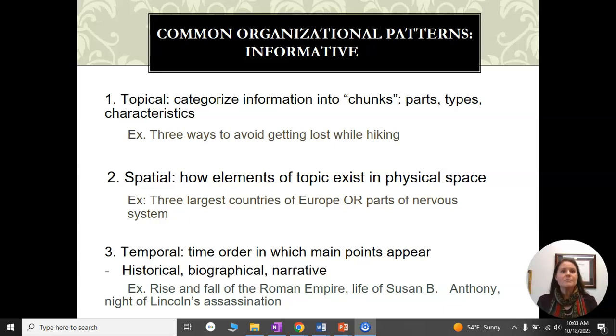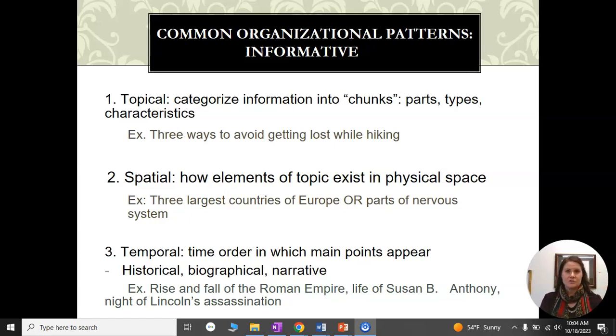I like to give the example: today I'm going to inform you about 3 ways to avoid getting lost while hiking. I'm going to tell you about how you should bring a compass to tell direction. You should bring a GPS system to be able to tell exactly where you are. And finally, an old-fashioned trail map in case these devices fail on you. All right, so you can see information will unfold in sort of chunks or parts.